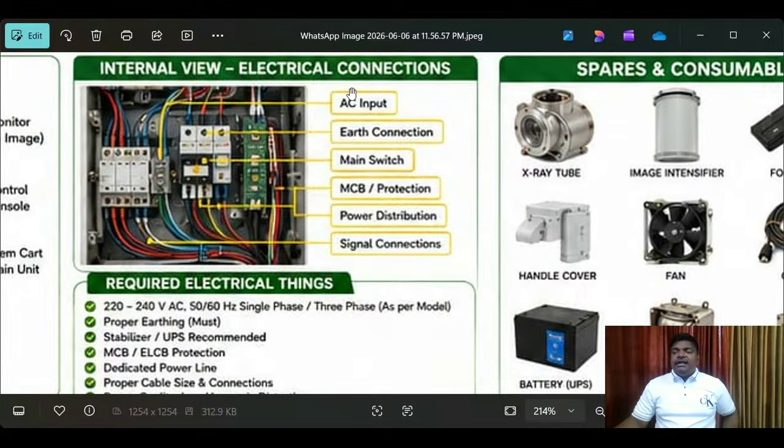Now the internal view of electrical connections, see here. The AC input is here. I'm showing it for sample purposes. These are electrical and electronic things. Sometimes these connections will have different functions, and then you have to diagnose this very clearly. See, the earthing connection is very important. The main switch is important. And see, MCB protections, power distribution and signal connections are here.